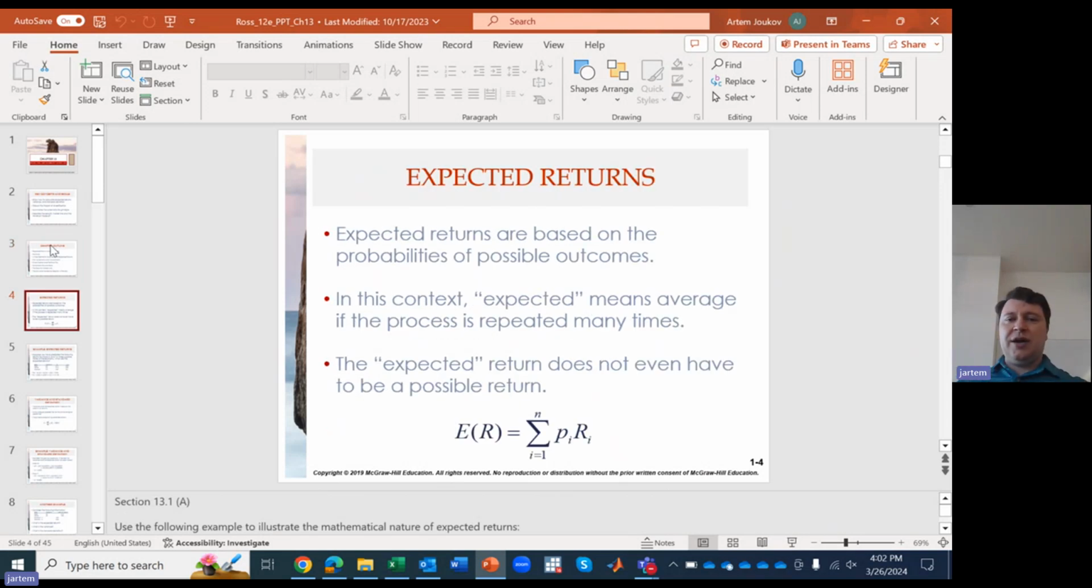Okay, so let's talk about expected returns. Expected just means sort of average, right? When you take the expectation of something, you're basically taking its average. Expectation is a term that comes to us from statistics and probabilities. And so if you take the expectation, what you're really doing is taking the probability of that thing happening times its return, and you add all of them together.